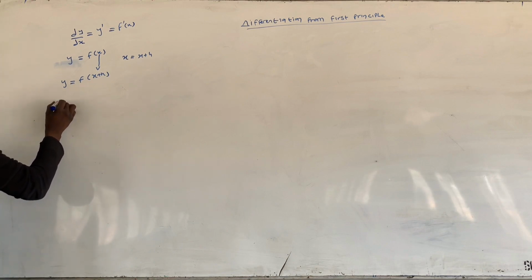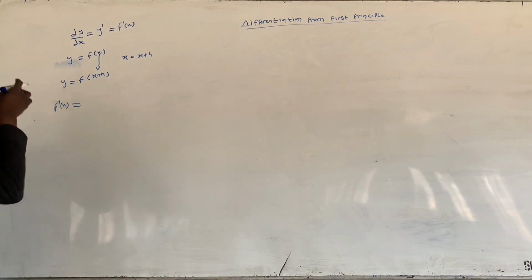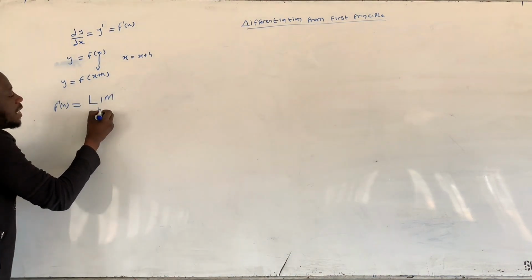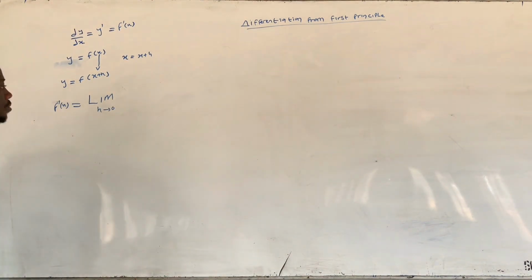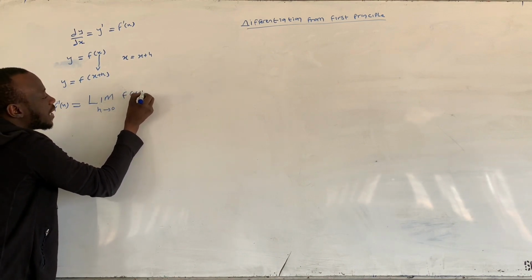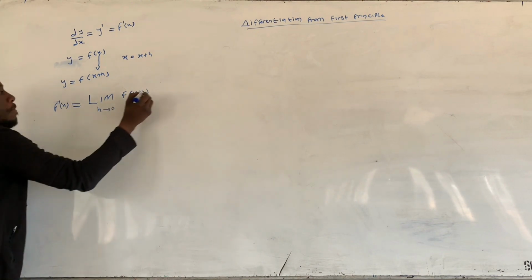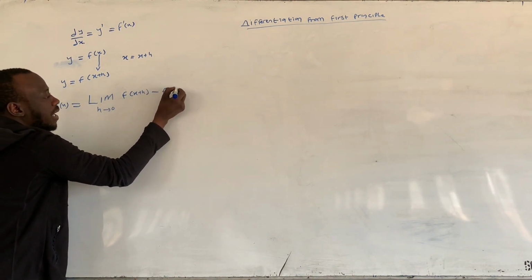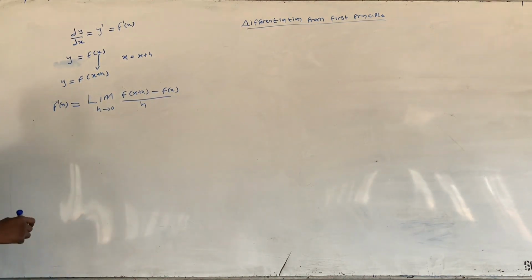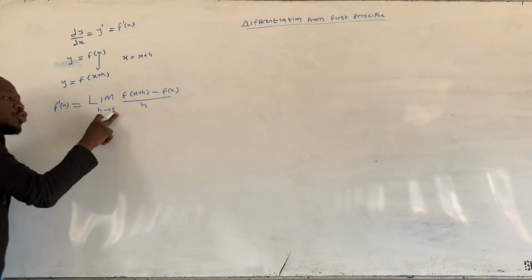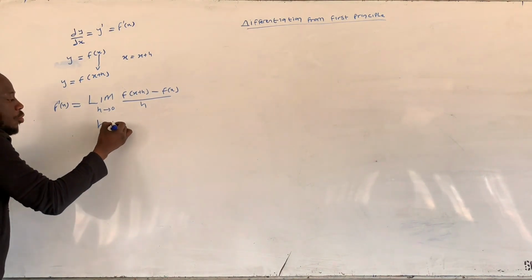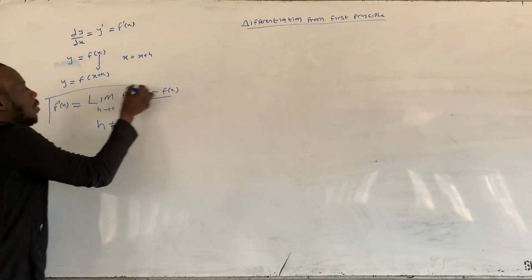So from here we can say that our first principle states that y prime, or f prime of x, is equal to the limit as h tends to 0 of f of x plus h minus f of x, the original equation, all over h. But remember that h approaches 0, but is not equal to 0. This is our first principle.